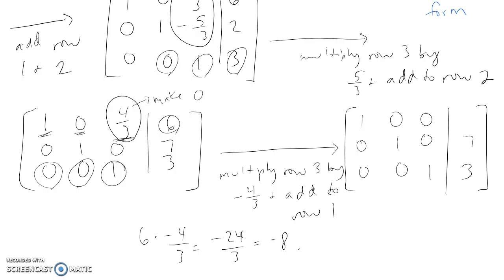Am I supposed to get negative? Row 3 times negative 4/3 is negative 4. Oh yes, plus 6 is a 2.